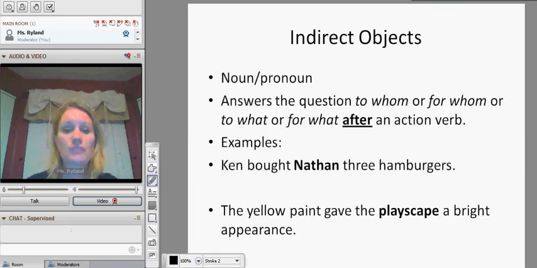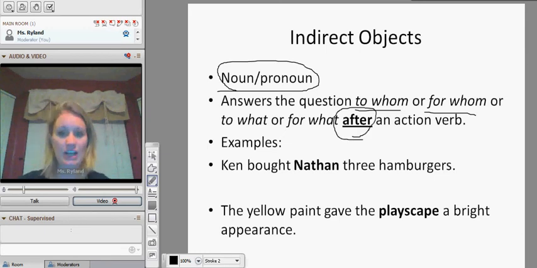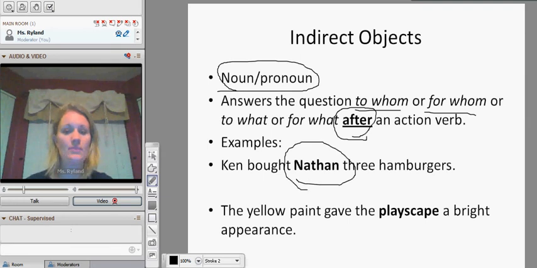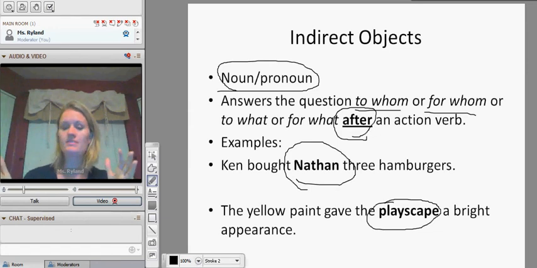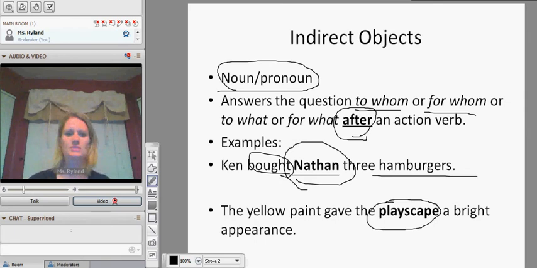Now let's go on to the indirect objects. Again, it's a noun or a pronoun, and it answers the question to whom or for whom or to what or for what after an action verb. Again, it comes after the verb. Here are some examples. Ken bought Nathan 3 hamburgers. Ken bought who 3 hamburgers? Nathan. The yellow paint gave the playscape a bright appearance. The yellow paint gave what a bright appearance? The playscape. This one can be a little bit tricky because it looks like there's a couple nouns that come after an action verb here, but it's always to whom and what?